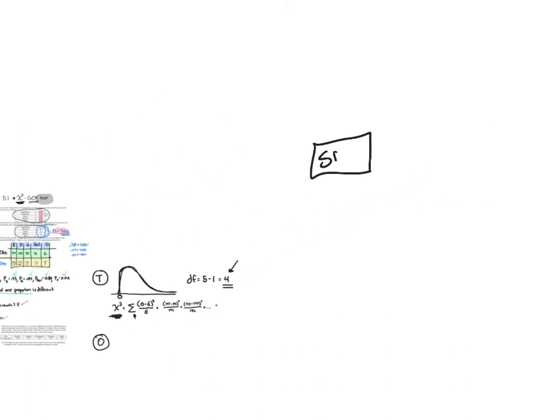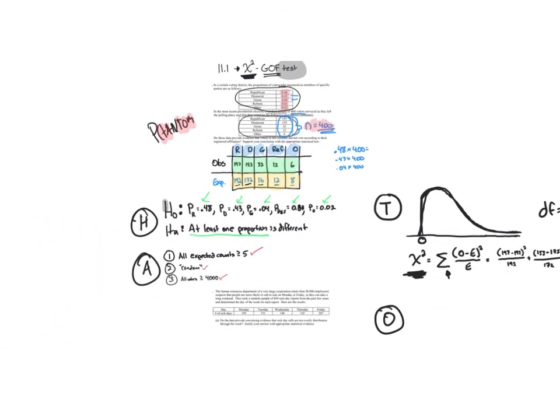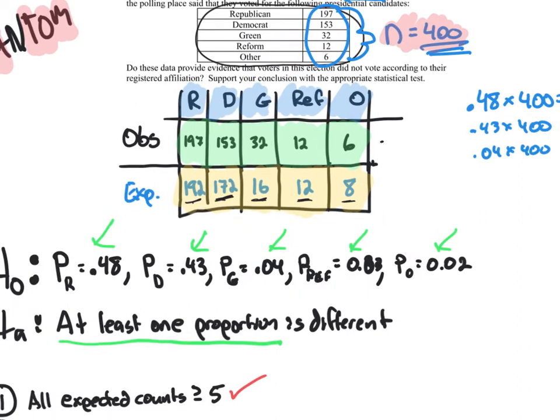Here's where I'm going. I'm going to Stat, then I'm going to Test, and then I'm going to go to chi-squared GOF. Make sure you go to the GOF section, because if you do the other one, that's for the next day. Okay, so GOF. But in order to do this, here's what we need to do. We need to put our observed values in L1, and our expected values in L2.